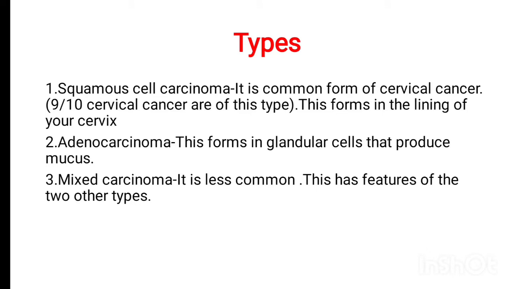There are various types of this. That is squamous cell carcinoma. It is the common form of cervical cancer, which is 9 to 10 in every 10 cervical cancers of this type, and this forms in the lining of your cervix. Adenocarcinoma is also a form in which the glandular cells that produce mucus are affected. Mixed carcinoma is less common. This has features of two other types.